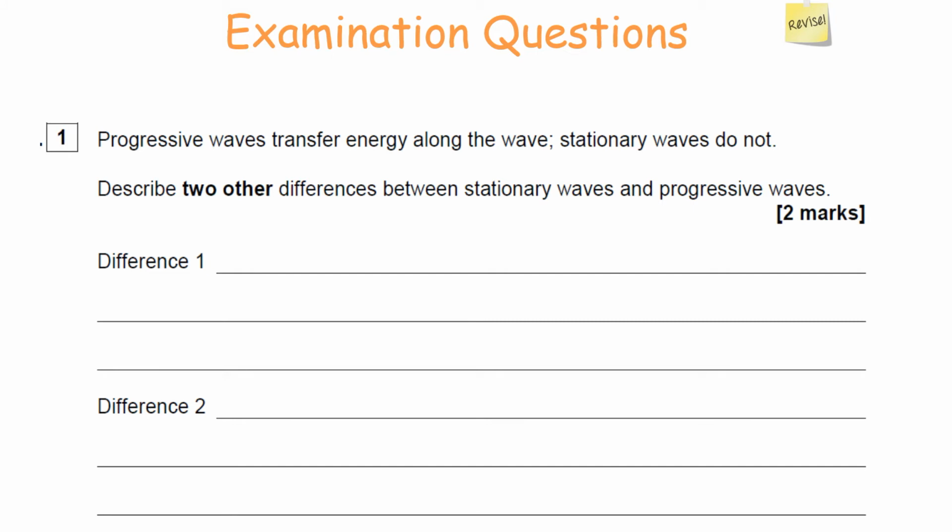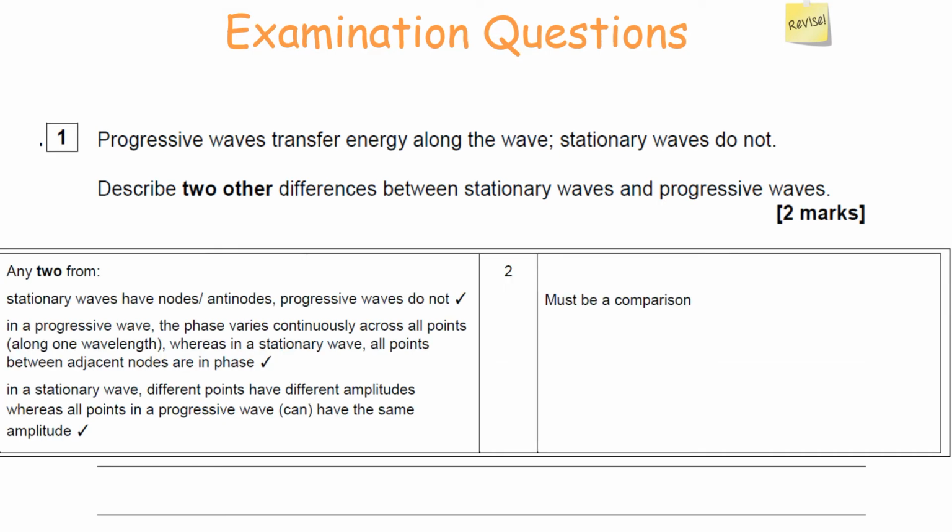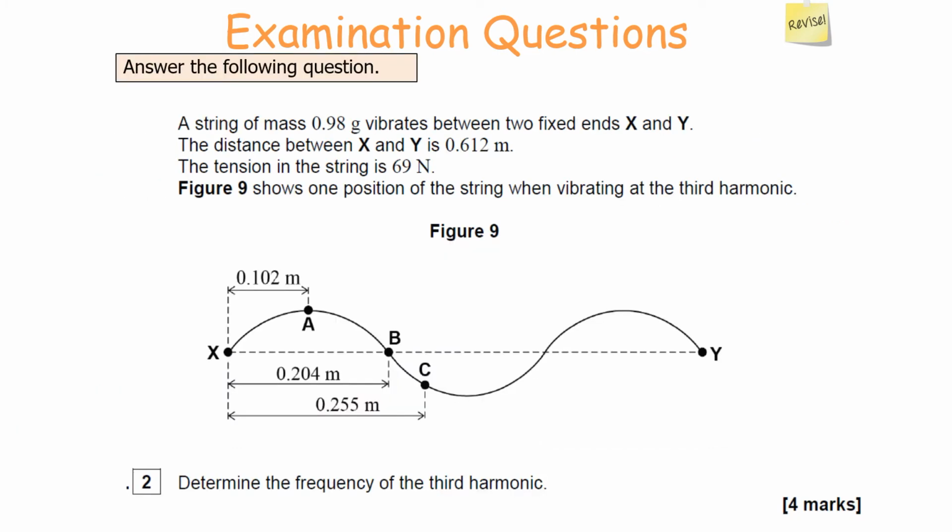You've got to think of what the actual characteristics of stationary waves and progressive waves are. So you could say that stationary waves have nodes and antinodes while progressive waves don't. In a progressive wave the phase will vary continuously across all the points, but in a stationary wave all the points between the nodes which are next to each other are all in phase. Also, in a stationary wave, different points have different amplitudes, but in a progressive wave all the points have the same amplitude because it's progressing through the substance. Let's have a look at our next question.